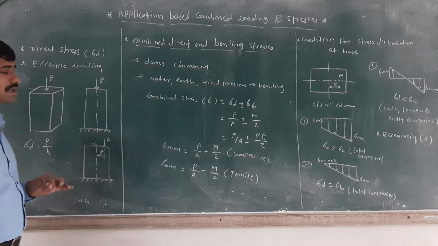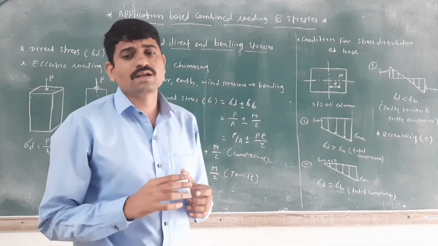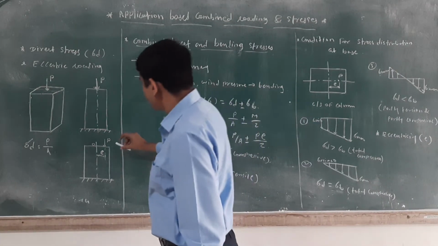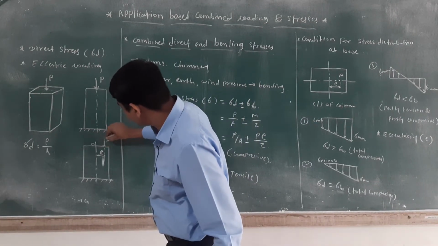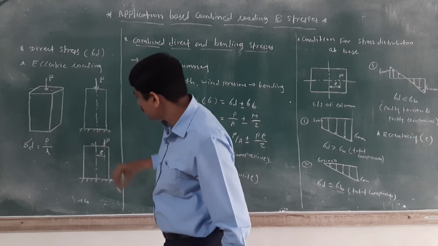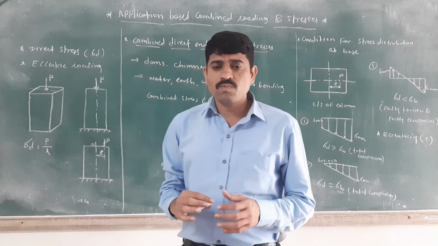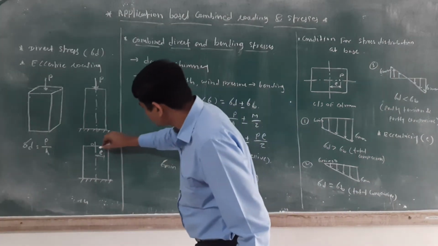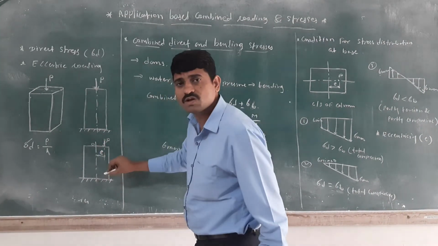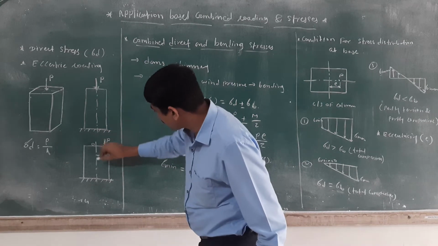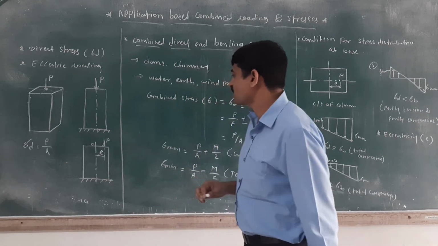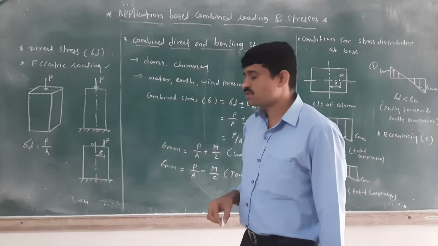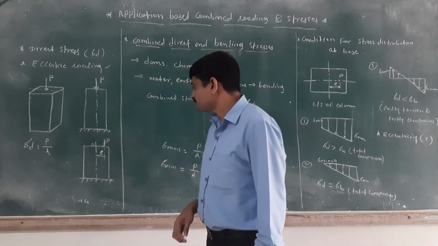What is eccentric loading? The load whose line of action does not coincide with the axis of the column. This type of load is called eccentric loading. It is denoted by small e.